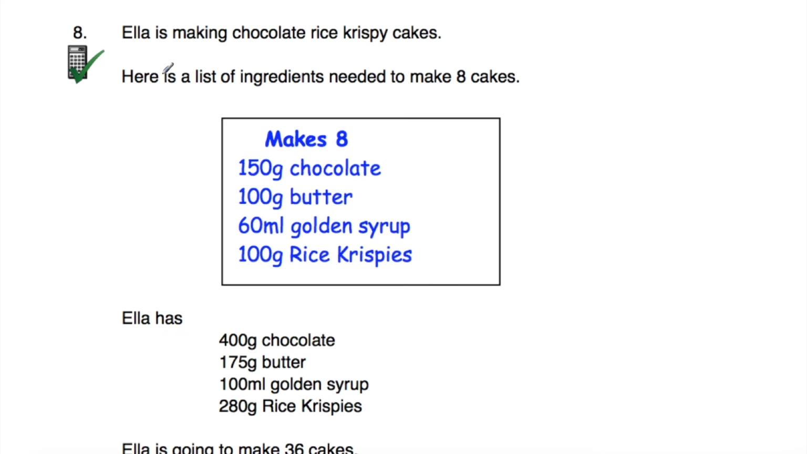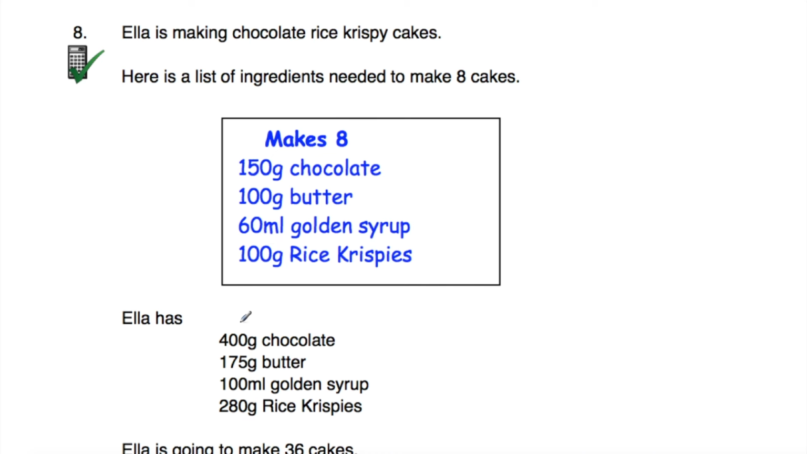And that's it. Okay, let's look at our next question, question number 8. So question number 8 says, Ella's making chocolate Rice Krispie cakes, so a bit like the last question. And here's a list of ingredients needed to make 8 cakes. So this makes 8 cakes. So for 8 cakes, she needs 150 grams of chocolate, 100 grams of butter, 60 milliliters of golden syrup, and 100 grams of Rice Krispies.